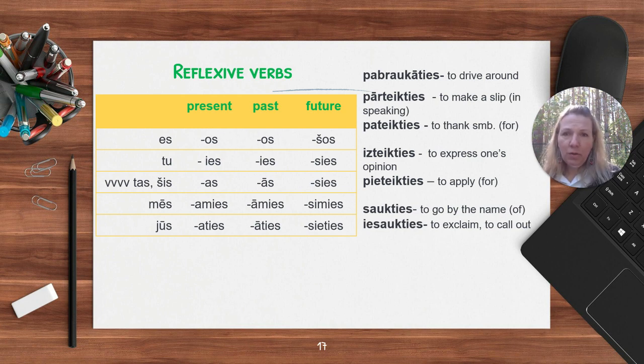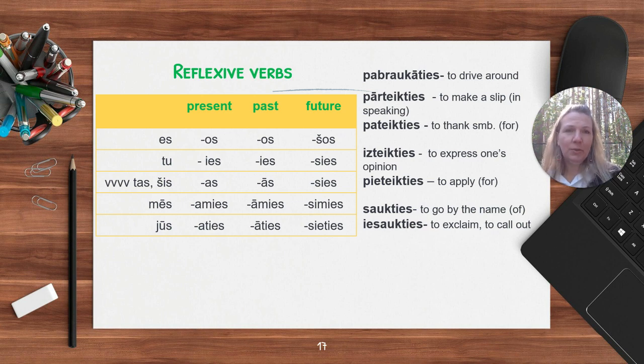Tātad es pabraukājos now un es pabraukājos before. Yeah. Pārteikties, to make a slip in speaking. Yeah, when your tongue slips, I think. Yeah, you want to say something else and then you pronounce it wrongly and it sounds like a completely different word, yeah? So that's pārteikties. Pārteikties.